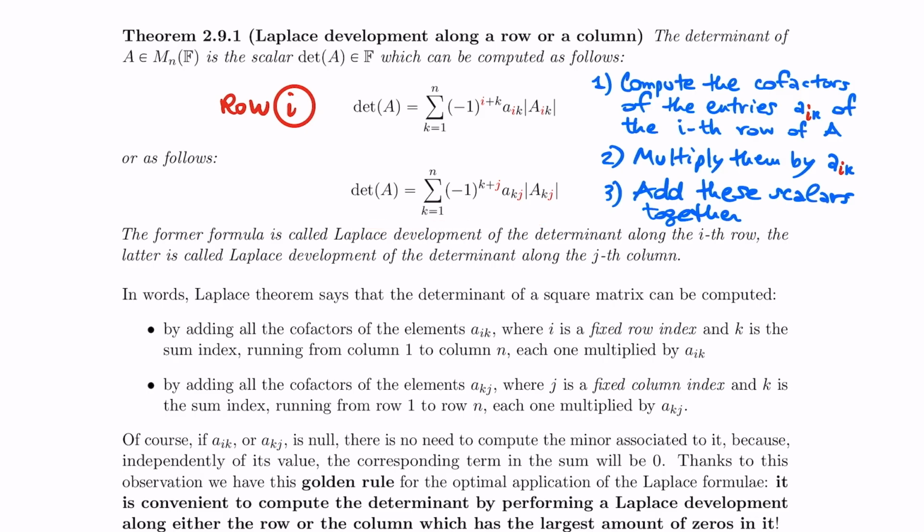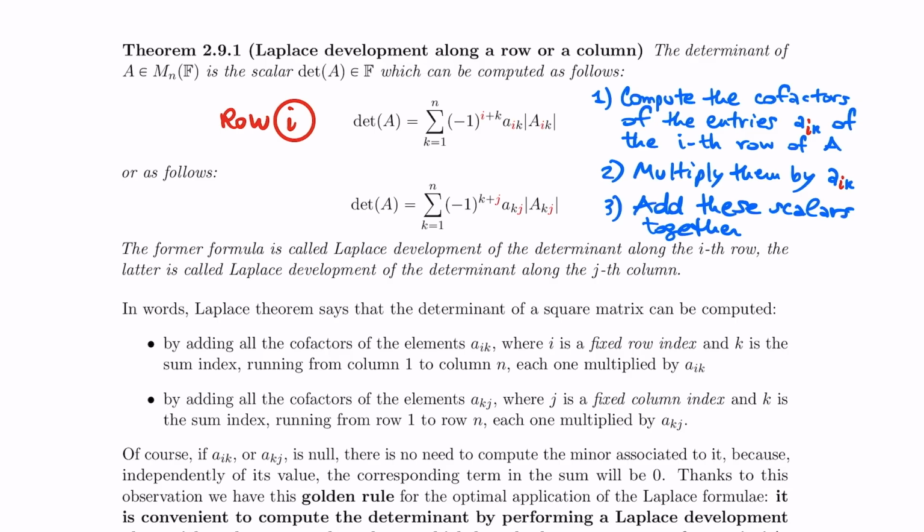Of course, we are immediately going to see examples of computations of the determinant through the Laplace developments. But before, let me point out the golden rule for the proper application of the Laplace formulas. It's clear that if one entry of the matrix A is 0, then this entry will not contribute to the sum, because the corresponding term will be null. Hence, remember that it is convenient to perform the Laplace development along those rows and columns which have the largest amount of zero entries.